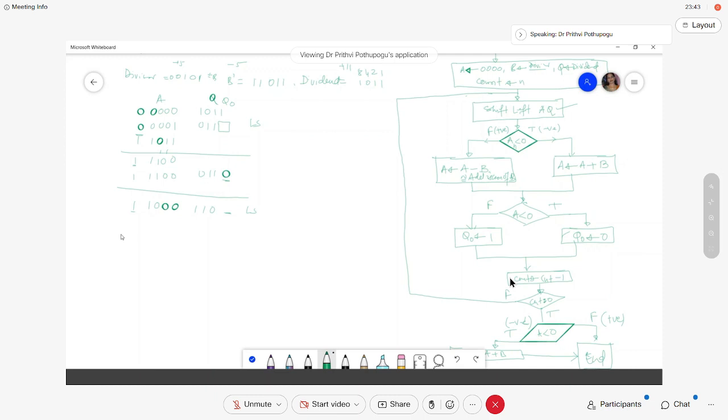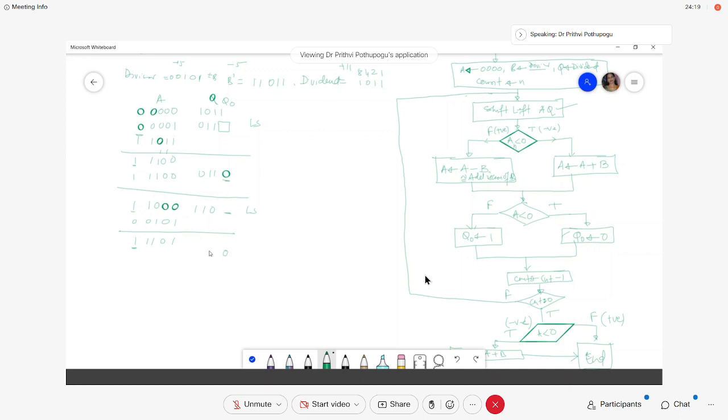So what is B? 0, 0, 1, 0. Add B. Now 1, 0, 1, 1, 1. And this sign bit of A indicates that it is negative. Then the Q0 bit should be 0. If this is 1, this will be 0. If this is 0, this is 1. That is a blind way we can take 1, 1, 1.